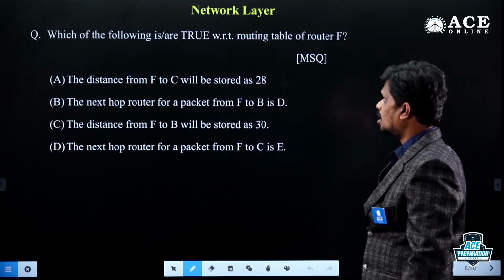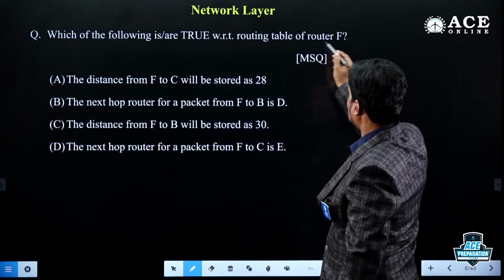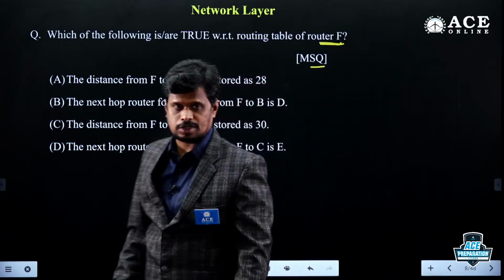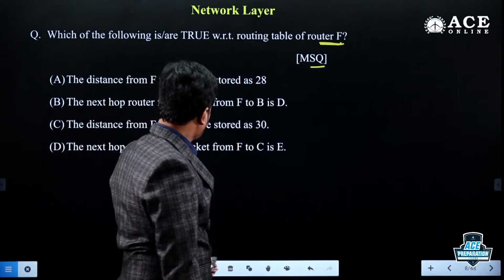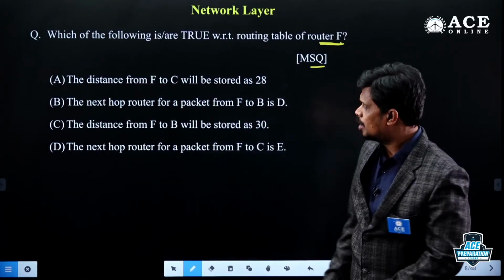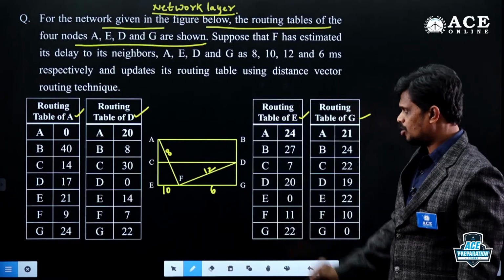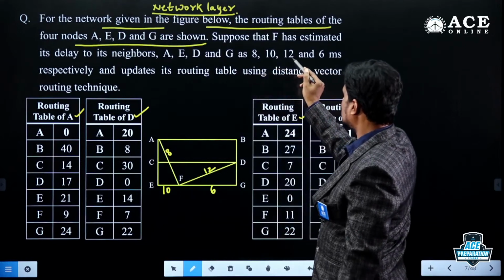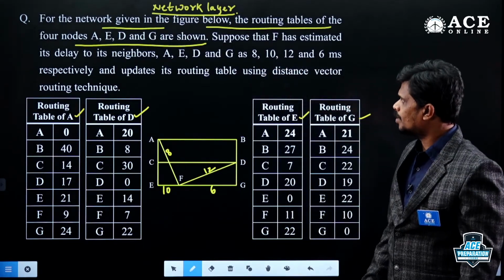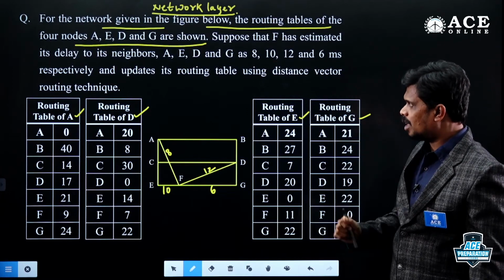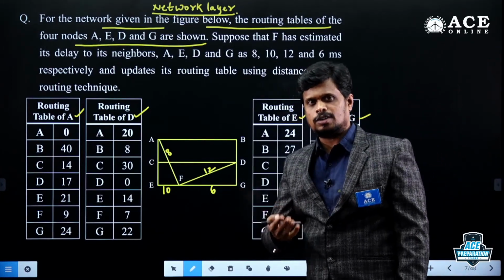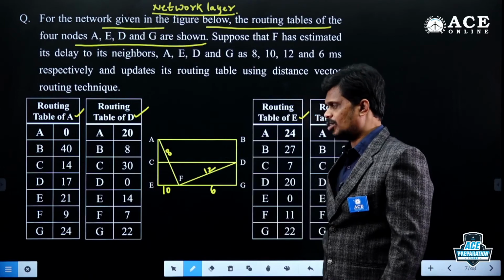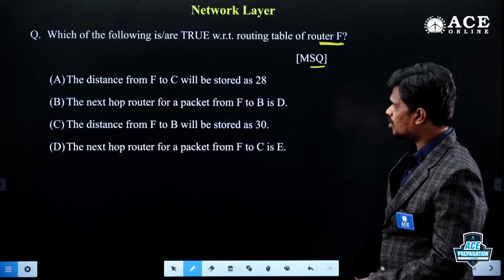Look at which of the following is true with respect to the routing table of router F, and it is an MSQ question. Please observe this MSQ question. One more time, I'm showing that question to you. These are the 4 routing tables we have, and F has estimated the cost for A, E, D, G as 8, 10, 12, and 6. Then it is asking about some information related to the routing table of F. Which of the following are true, it is saying.